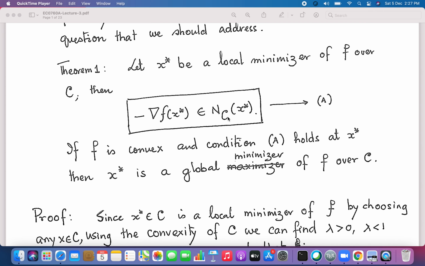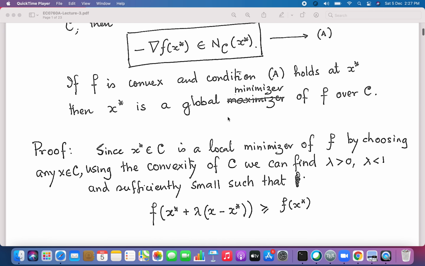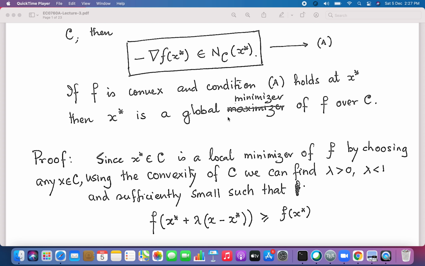Being a local minimizer means that in a small neighborhood around x star, a neighborhood whose intersection with C is non-empty, we can find such a neighborhood on which the function f is minimized at x star. That is, for all elements of that neighborhood, f(x star) has the lowest value. At other points, the function value is higher.